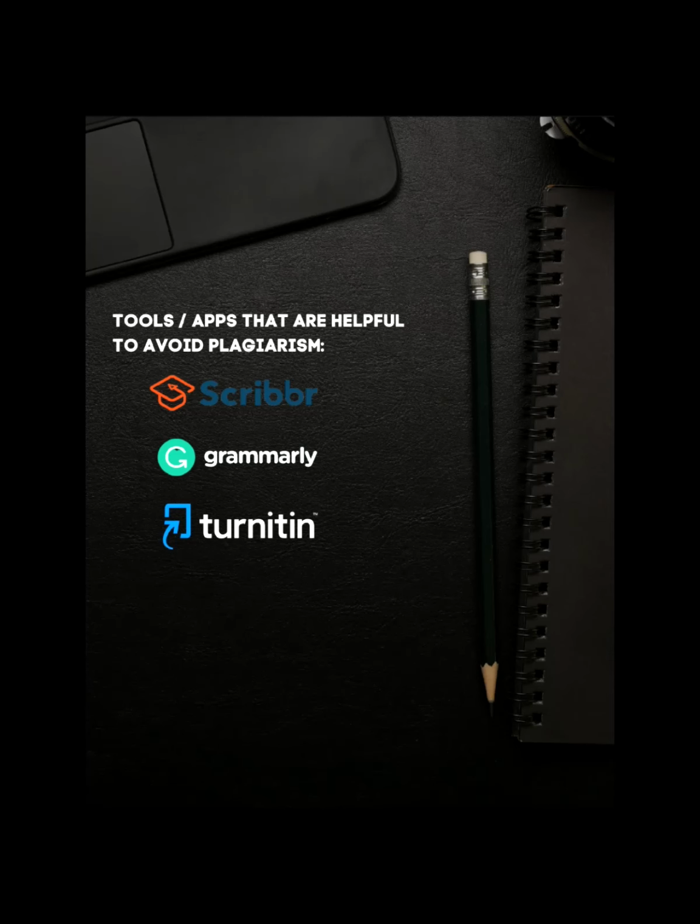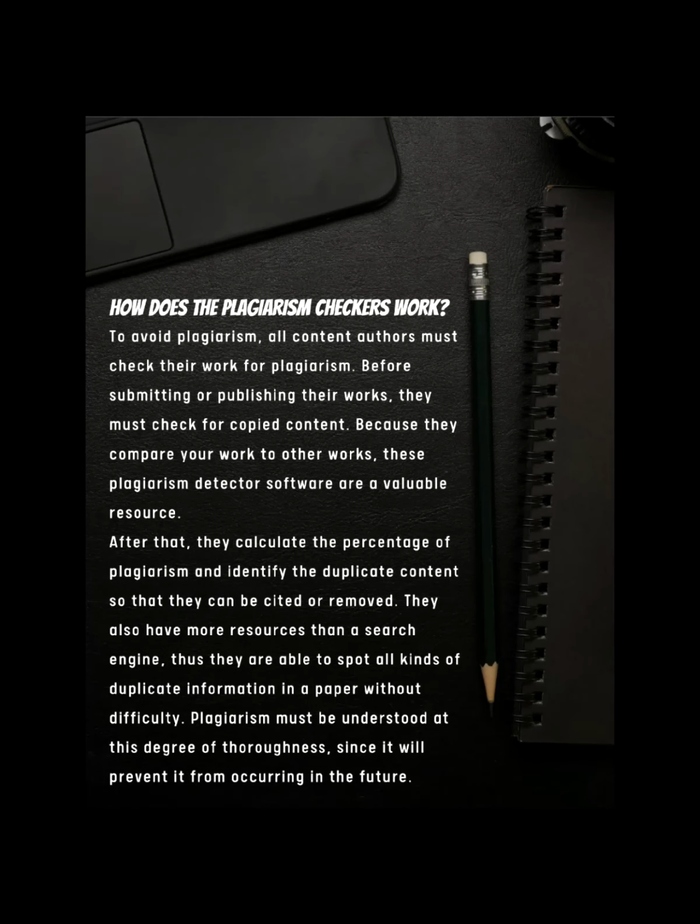But how do plagiarism checkers work? To avoid plagiarism, all content authors must check their work for plagiarism. Before submitting or publishing their works, they must check for copied content. Because they compare your work to other works, these plagiarism detector software are a valuable resource.